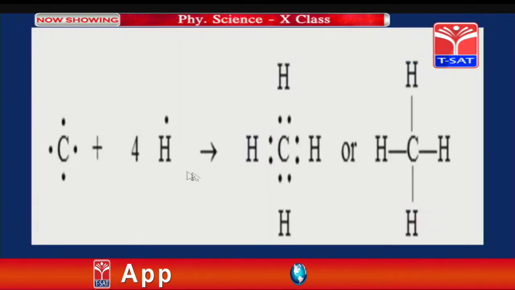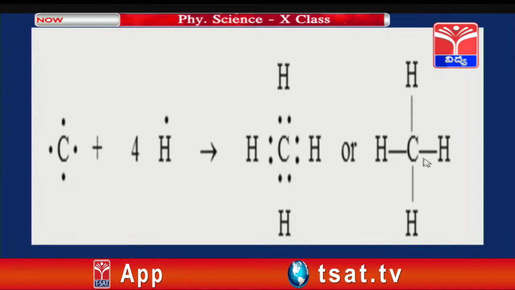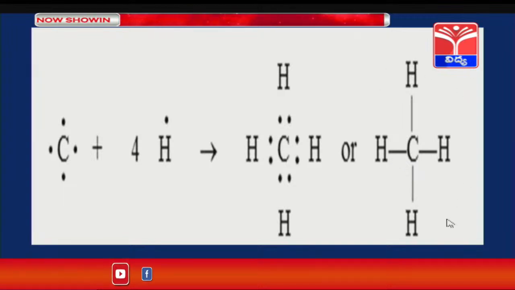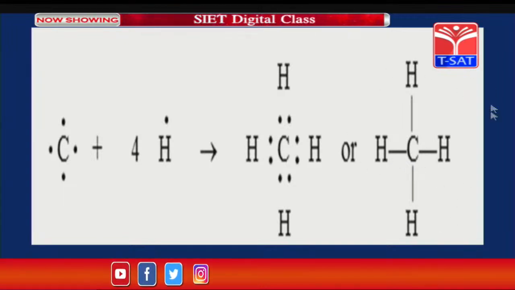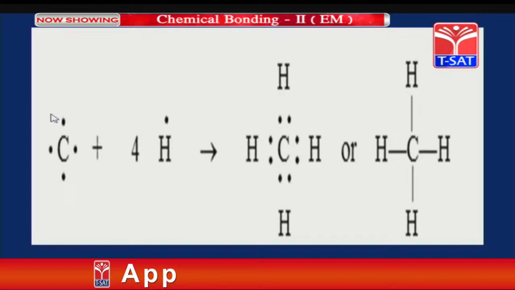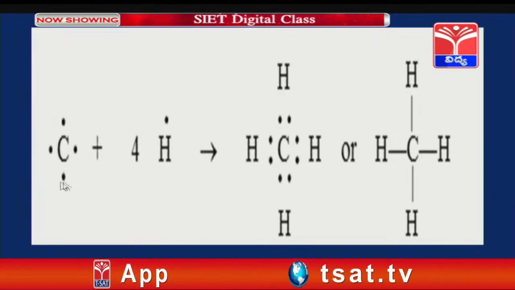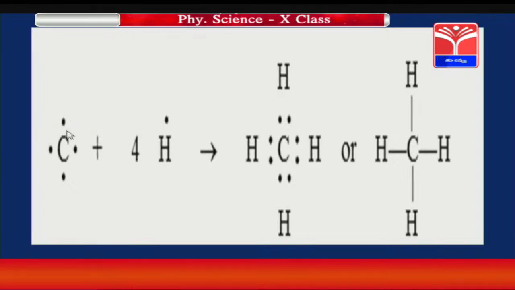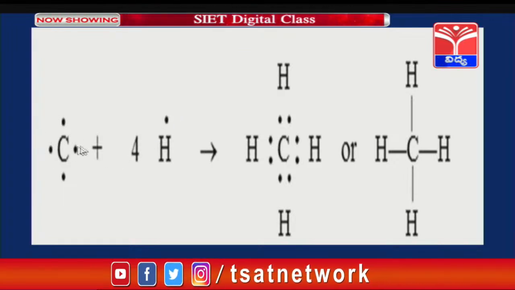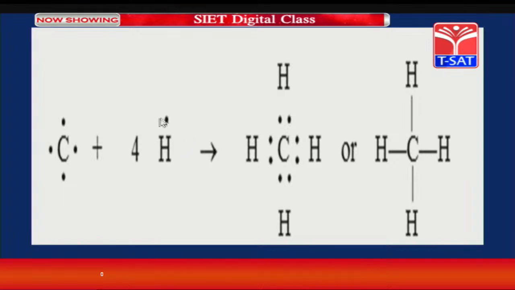Now look at another example, children. Methane. Here this is the formula of methane, CH4. That means 1 carbon atom is combining with 4 hydrogen atoms. Now look at the atomic number of carbon, children, 6. That means the electronic configuration is 2, 4. 4 valence electrons are present in carbon, and it requires 4 more electrons. Now this is a hydrogen atom with only 1 valence electron. So carbon requires 4 more electrons, and each hydrogen is ready to give 1 electron.